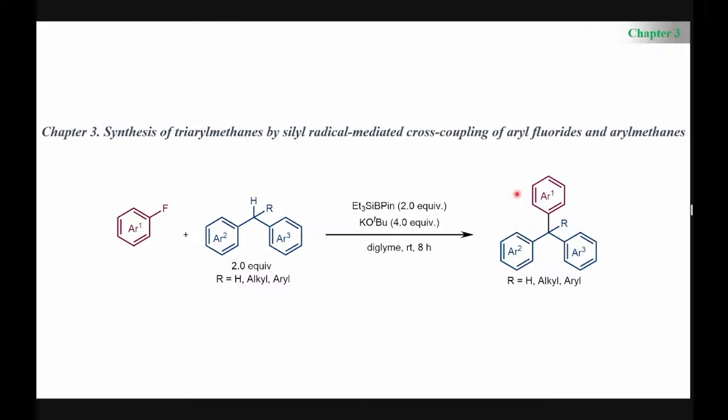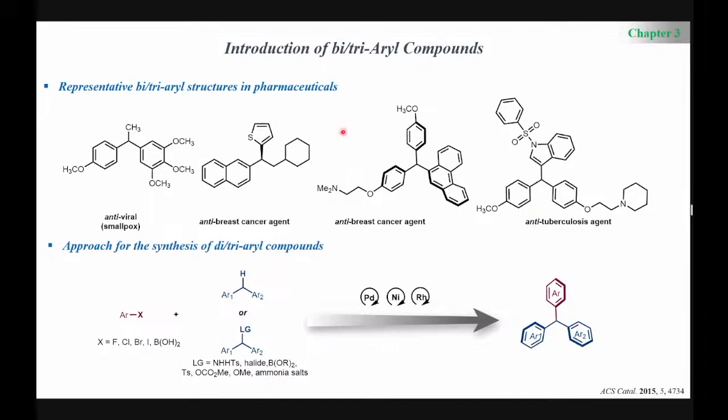Well, chapter 3 is about the synthesis of triarylmethanes by silyl radical-mediated cross-couplings of aryl fluorides and arylmethanes. As we can see here, these multi-aryl structures exert crucial influence on drugs, and for years, several transition metal catalyzed cross-coupling approaches from these aryl halides have been developed. Basically, there are two kinds of coupling partners of aryl halides: these diarylmethanes and the ones with a leaving group on them, which can make this reaction easier. And I'd like to introduce some examples using this diarylmethane because it's more related to our reaction.